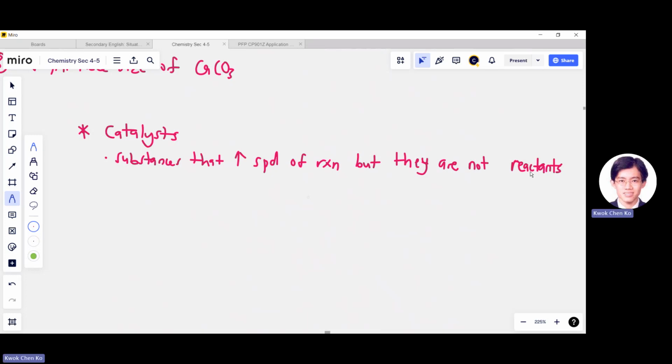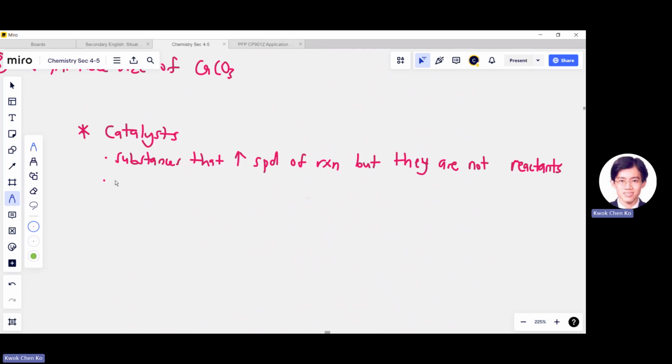You will touch on enzymes very soon. Yeah, it's included in this part, enzymes. Not used up. Okay. The but is important. They are not reactants.